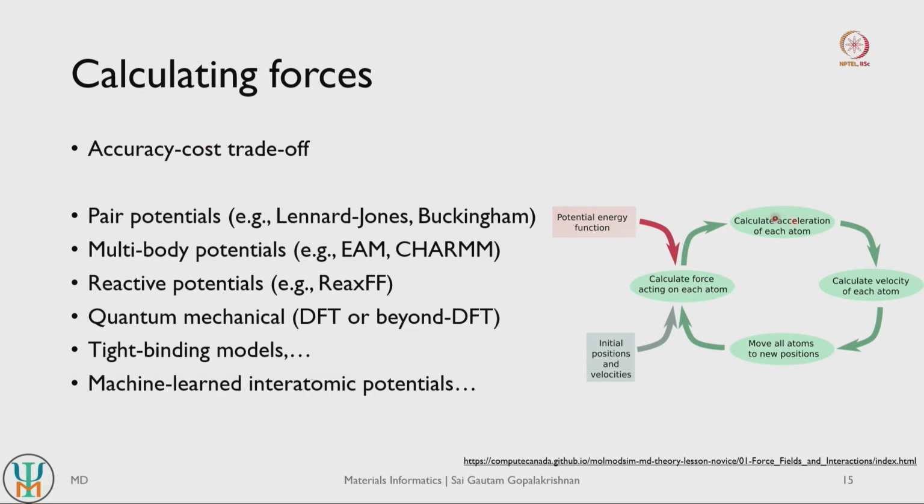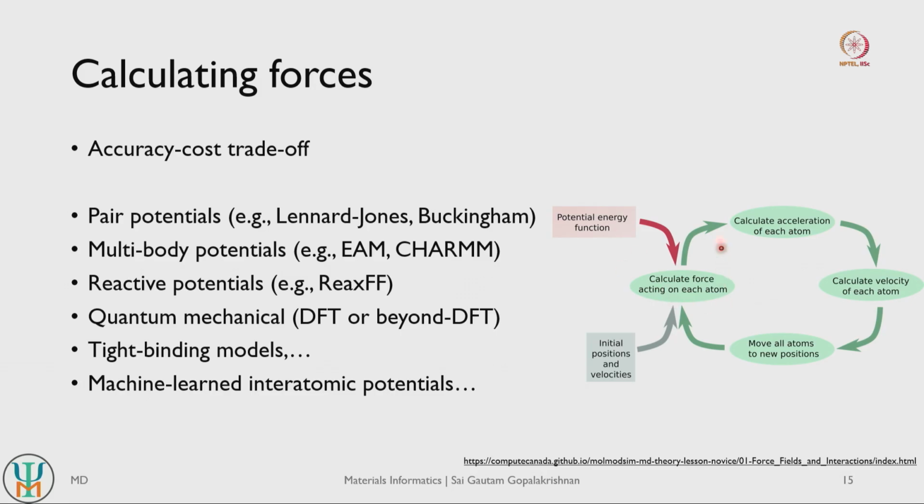So just to recap the workflow. Let us say you have a potential energy function which is given by your force field here, and given some kind of initial positions and velocities of your atoms at the given state of your system, you calculate the force acting on each atom or each particle. So the red arrow basically indicates the most expensive computational part.